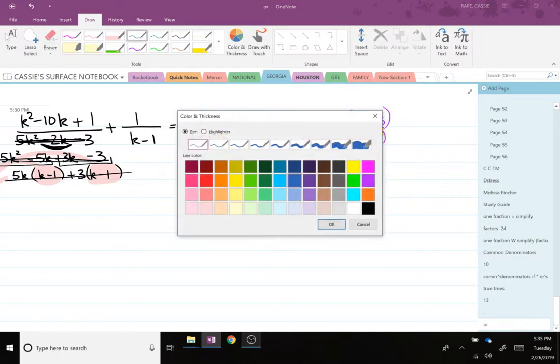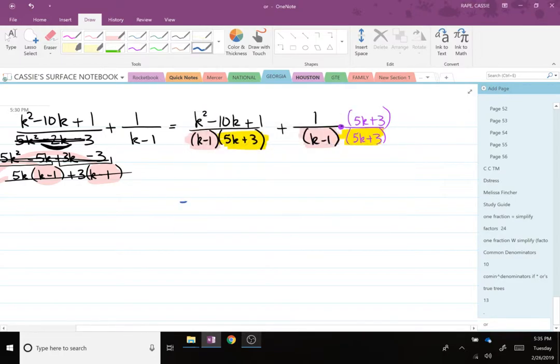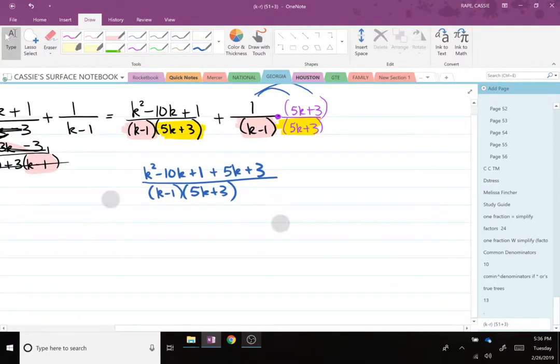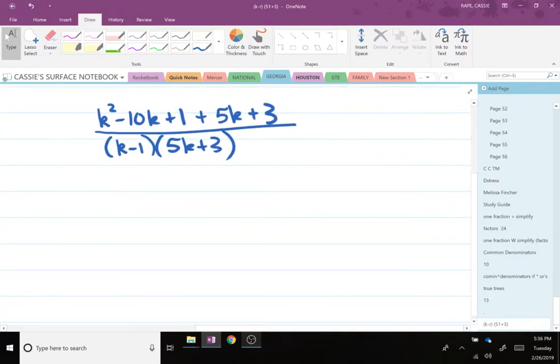Now my strategy at this point is, I know the common denominator, so I go ahead and write it. I'm going to write a line, and my common denominator is k minus 1 times 5k plus 3. You only write it once. So now you just have to do the simplification in the numerator. I'm going to rewrite k squared minus 10k plus 1, and then 1 distributes across there, which basically just means plus 5k plus 3.